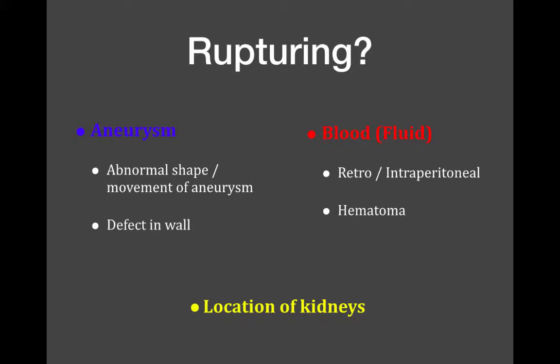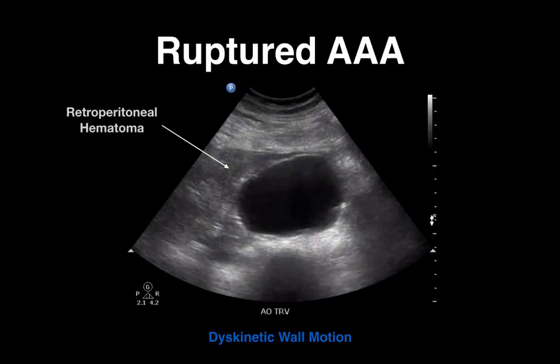You just need to, A, know what it looks like, and B, take those blinders off and start looking outside of that black hole. And then the third thing you can do is assess the location of the kidneys, and I'll get into how this is done and why it happens in a few slides here.